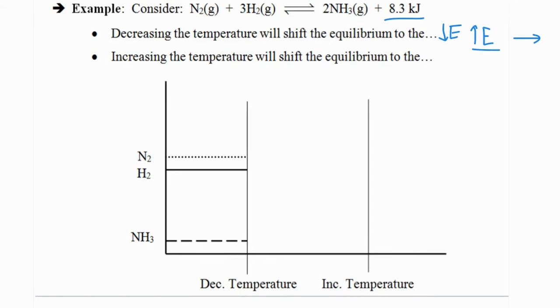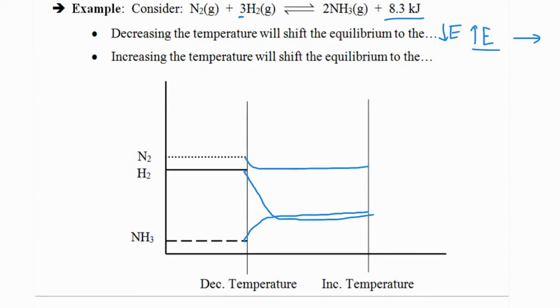So my concentration of N2 will go down and then reach equilibrium. My concentration of H2 will also go down. Now it will go down 3 times the amount of N2 because the coefficient for H2 is 3. And my concentration of NH3 will go up 2 times the amount of N2 and then reach equilibrium.